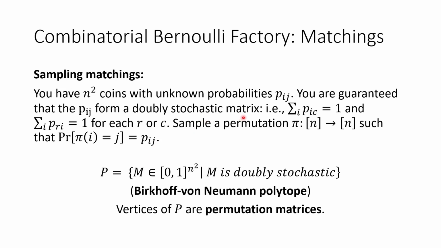When you're sampling matchings, the set of allowable p's, as we mentioned, is exactly a set of doubly stochastic matrices. And it's known that this set is a polytope. It's known as the Birkhoff-von Neumann polytope. And the vertices of this polytope are exactly permutation matrices. So when you output a vertex, you output some permutation, and this constraint is exactly the constraint that the expected vertex is equal to the point you're given.